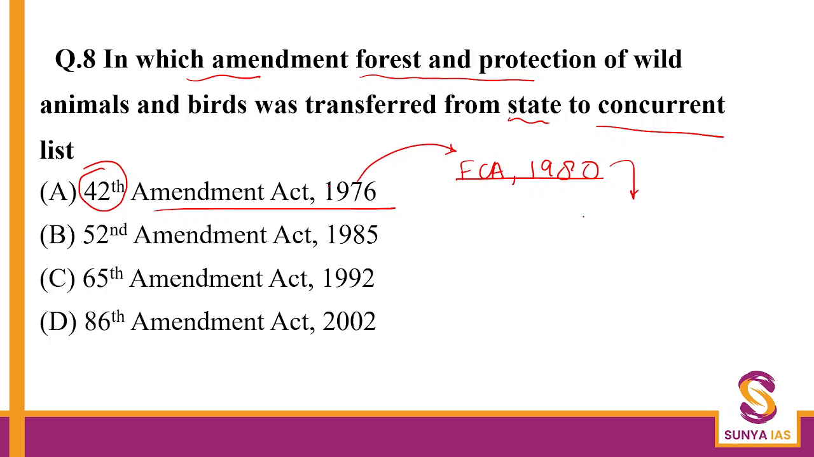Here, if forests have to be cut down for any non-forestry purpose, the approval of the central government becomes mandatory. So this is a very important move. This happened because of the 42nd Amendment.